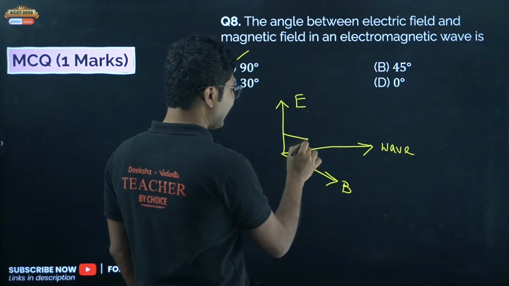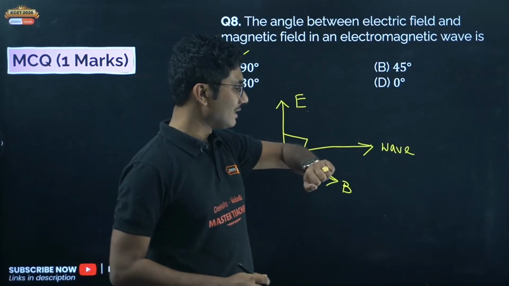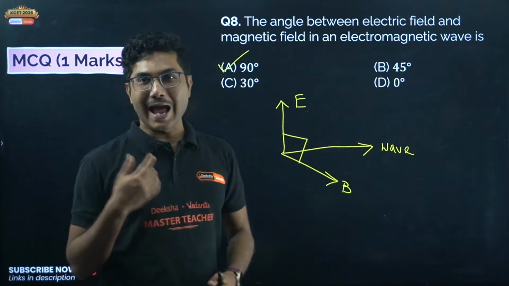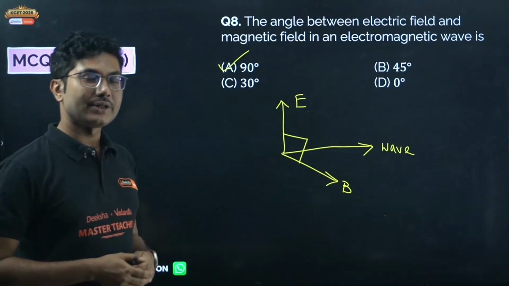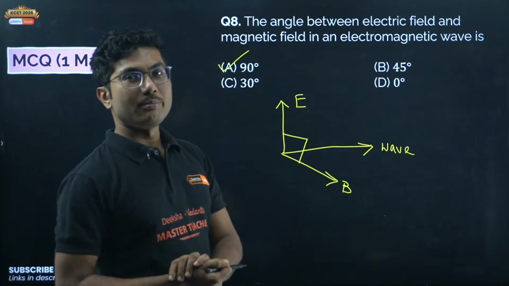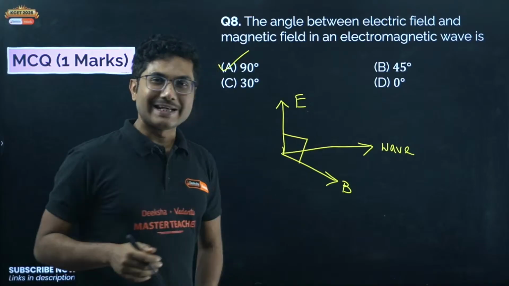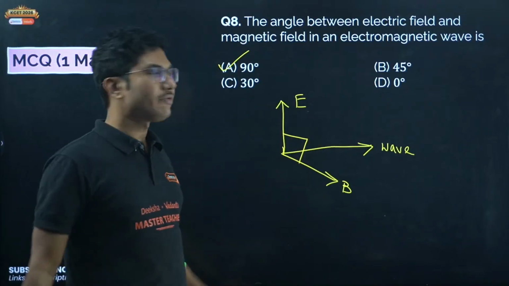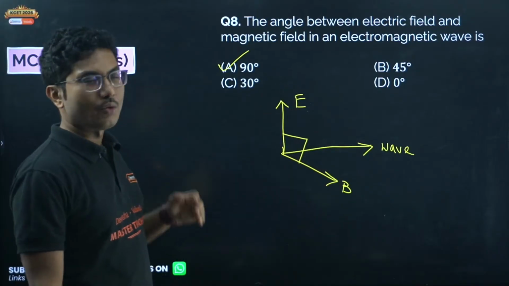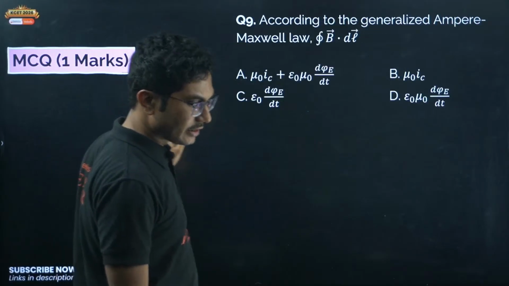So, here it is a three-dimensional diagram. E is along this axis, B is along this axis, and the wave is propagating in this direction. Remember that E, B and the direction of propagation are always mutually perpendicular. Mutually perpendicular means always 90 degrees: E with direction of wave, B with direction of wave, and E and B, every three vectors will always be mutually perpendicular. So, answer is 90 degrees.